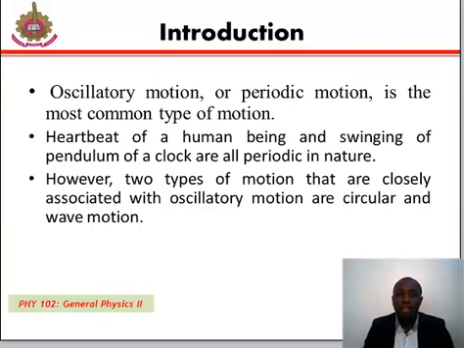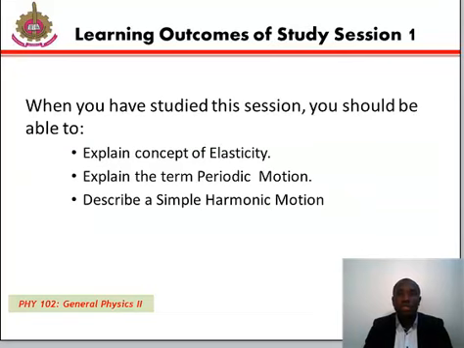Oscillatory motion or periodic motion is the most common type of motion. Examples of oscillatory motion are the heartbeat of a human being or the swinging of a pendulum clock. All this kind of motion happens periodically in nature. There are two types of motion associated with oscillatory motion, which are circular motion and wave motion. But before we go into these two types of motion, we will first explore elasticity.